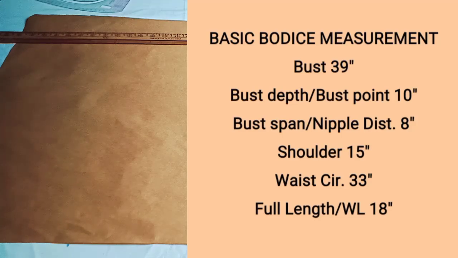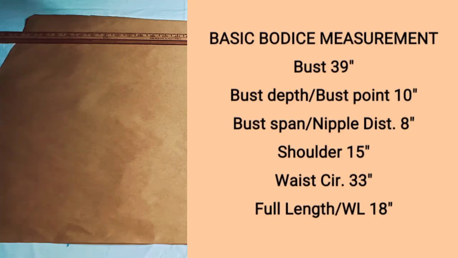And the measurements we're going to use for drafting the bodice: the bust 39, nipple distance or bust span 8 inches, bust point or bust depth 10 inches, waist circumference 33 inches, waist, that's the full length, is 18 inches, the shoulder length is 15 inches.